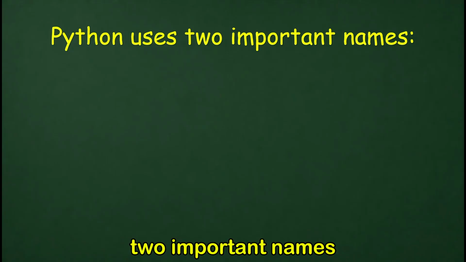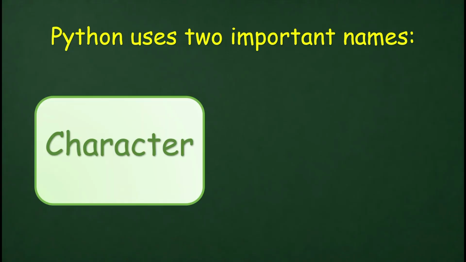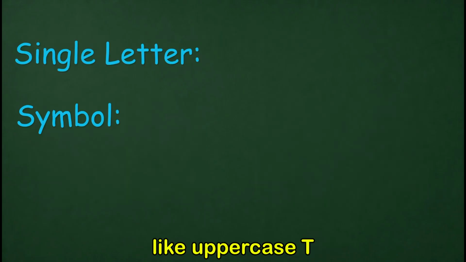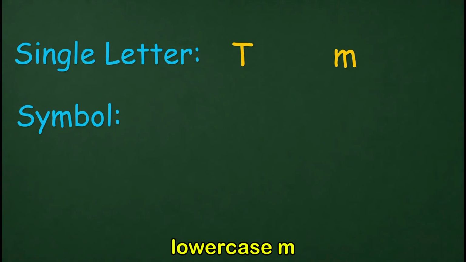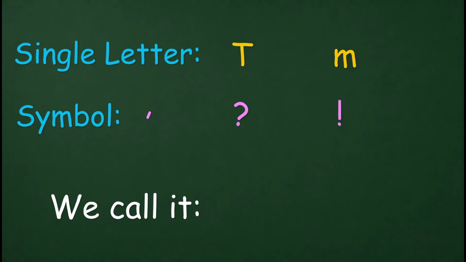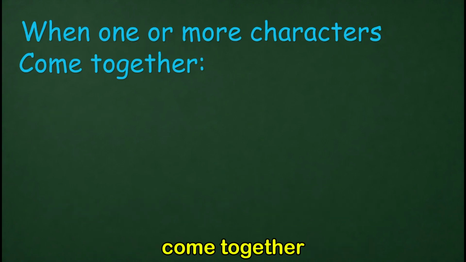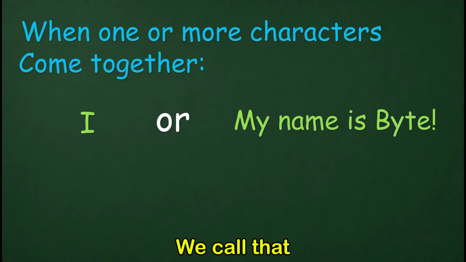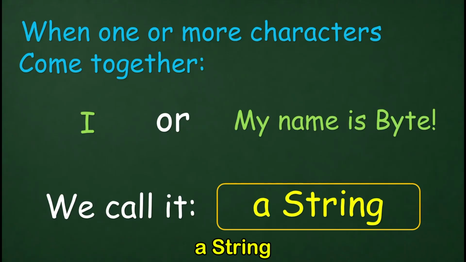When we use Python to work with text, Python uses two important names, character and string. Let's understand them. When we see a single letter or a symbol like uppercase T, lowercase m, or symbols like a comma, question mark, or exclamation mark, we call each one of these a character. When one or more characters come together, for example, I or my name is Byte, we call that a string.